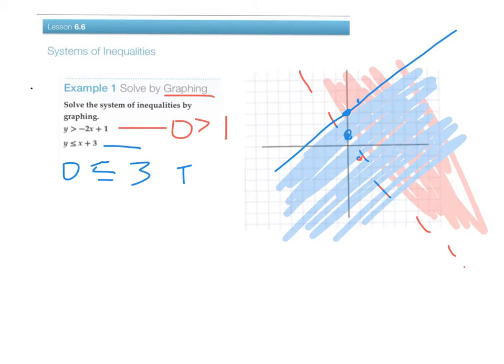And if you look very closely, where the two shading markings intersect is the answer. So I'm going to shade that in gray or black, whatever color. So there is the answer to an inequality that has two equations. We want the shading part where they intersect.